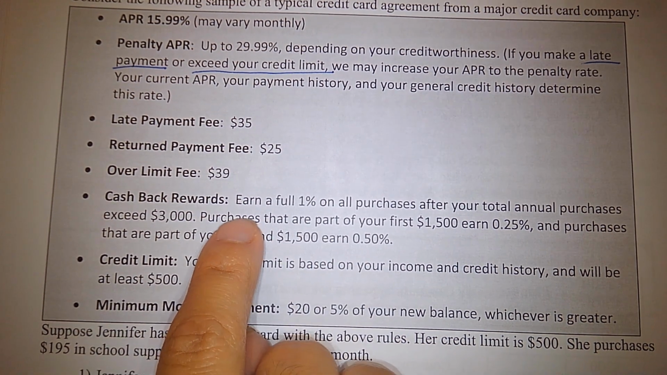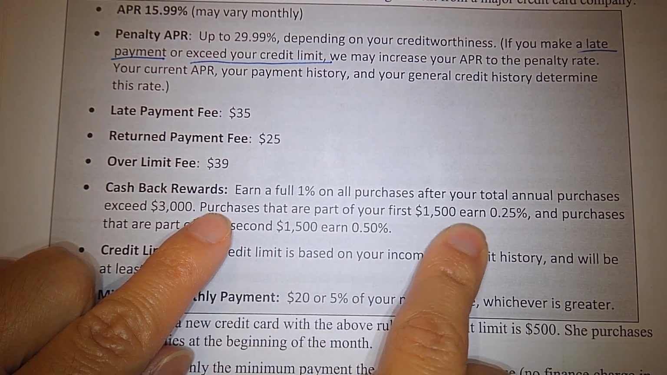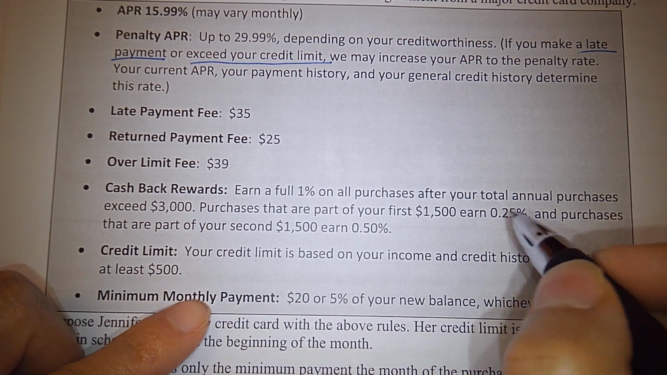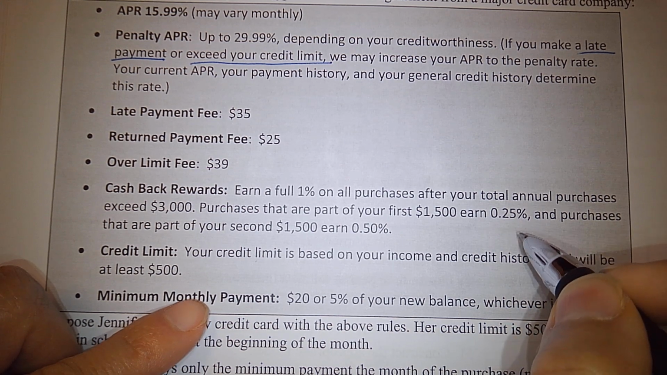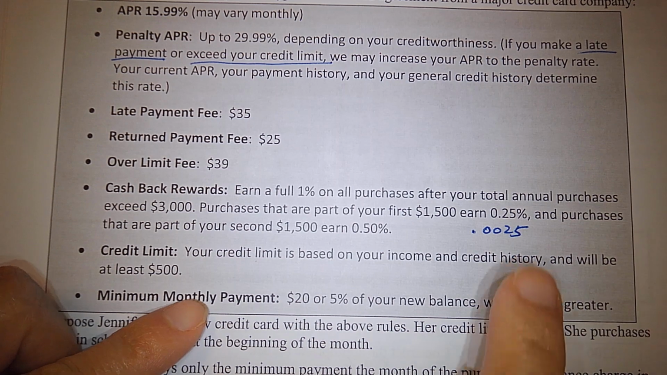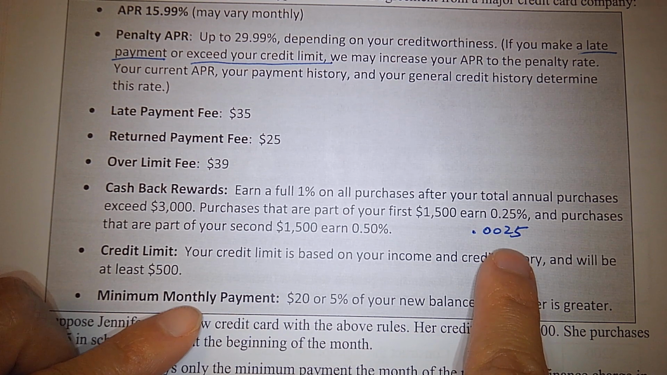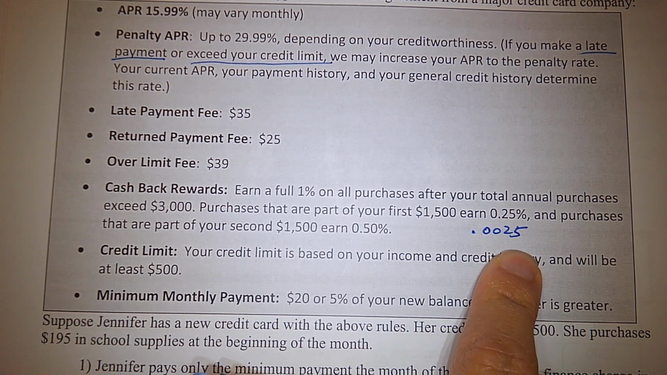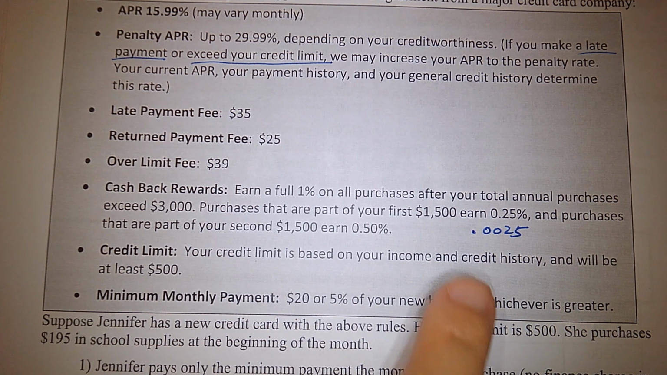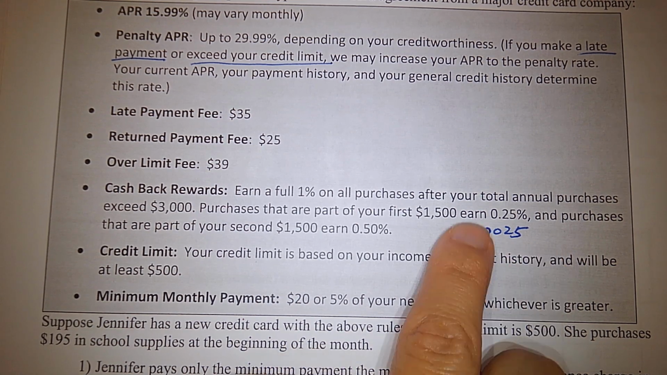Now how about the amount less than $3,000? The first part, the first $1,500, you only earn 0.25%. What does that mean? What is 0.25% in decimal number? It is 0.0025. This means for every $100 that you spend, you multiply that $100 by 0.0025. That's going to be your cashback.